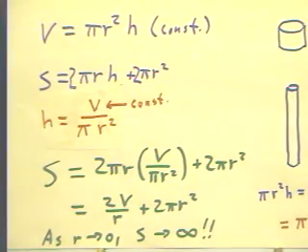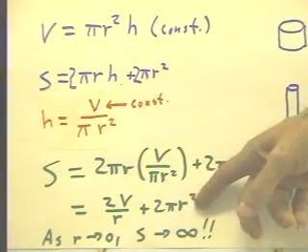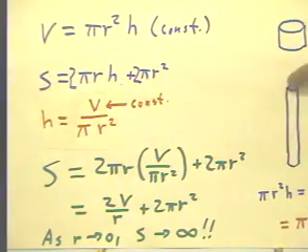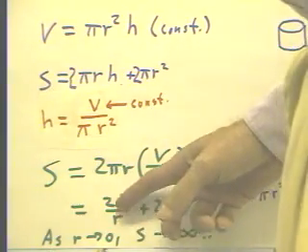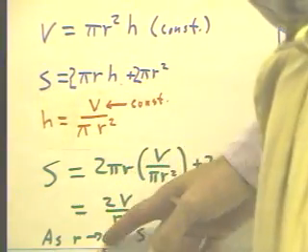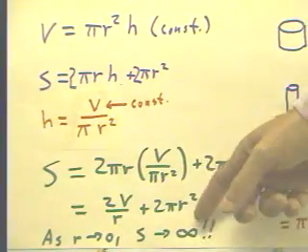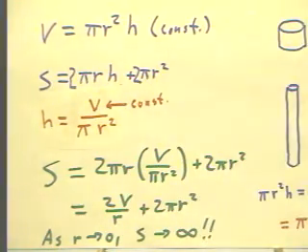What happens as r approaches 0? Well, as r approaches 0, 2 pi r squared approaches 0. The areas of the ends are going to approach 0. They're going to shrink down to nothing. However, the area of those sides is going to be 2V over r, and as r approaches 0, that's going to approach infinity. So we have the counterintuitive notion that as we stretch these cylinders out, draw them out thinner and thinner, the surface area approaches infinity.